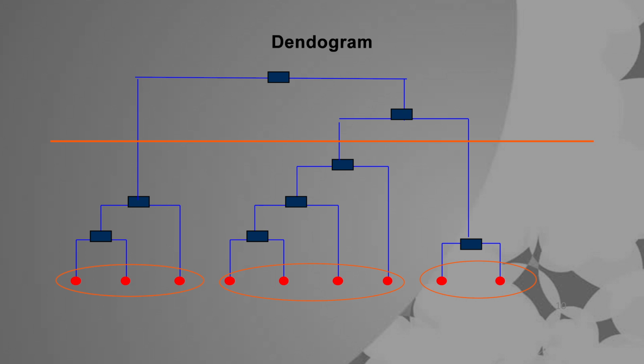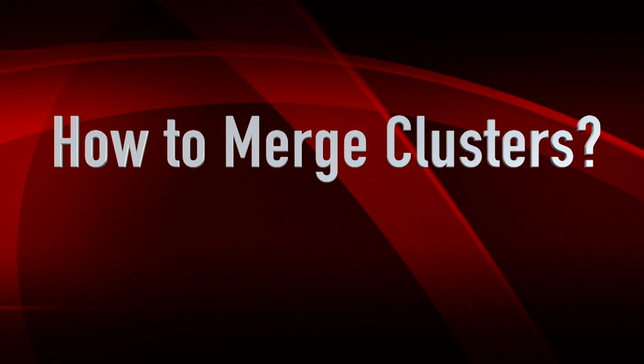If you are cutting at this level, you will find that we have three clusters now. You can see the three rounded up. The first three leaf nodes are in one group, the next four are in the second group, and the last two are in the last group. So we are forming three clusters now.